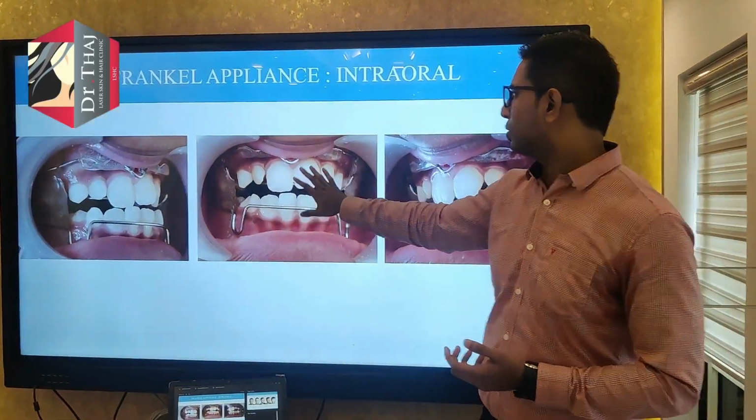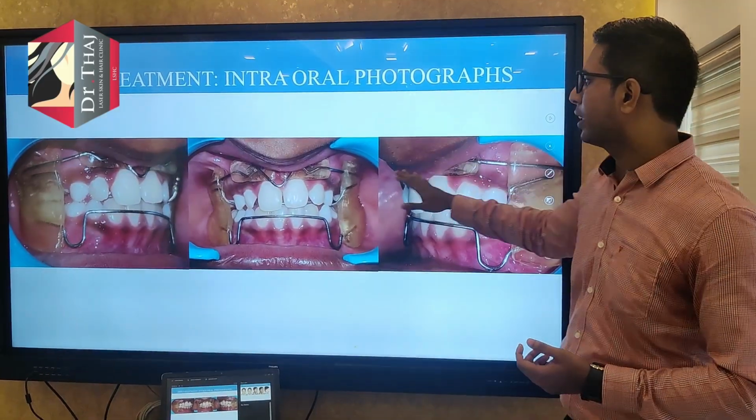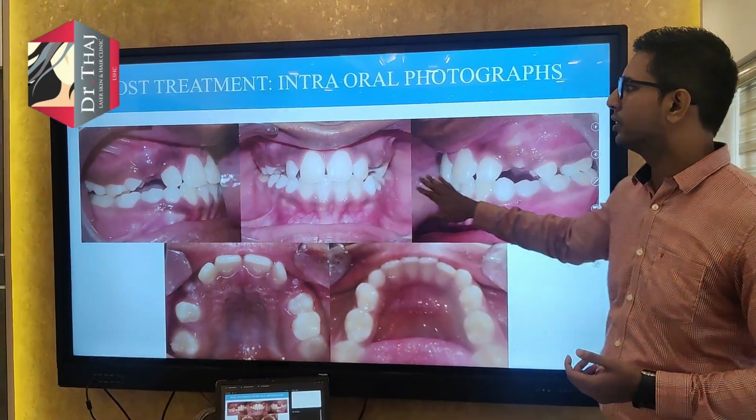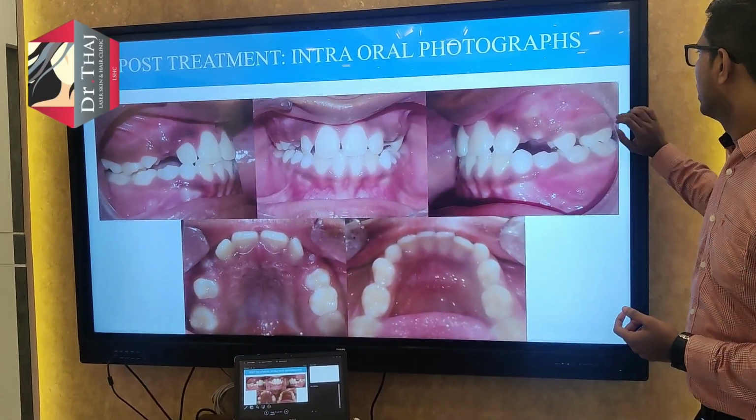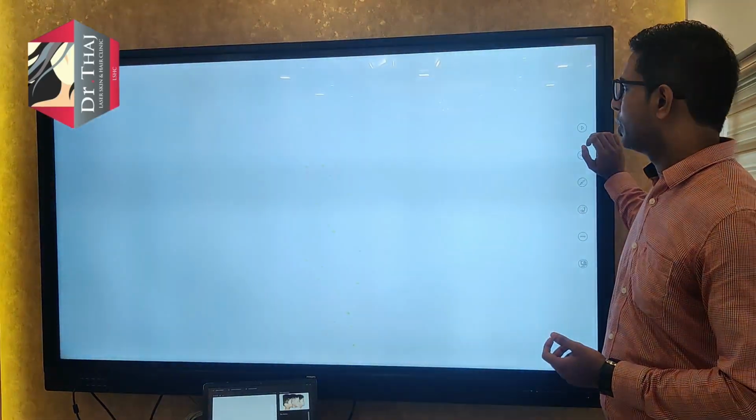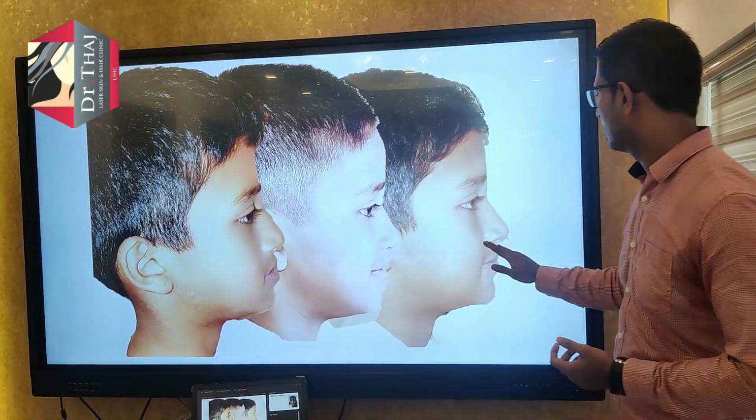You can see that this is how the appliance sits in the mouth, and you can see the results of the appliance, and this is how the teeth actually look. Just to compare this in the photograph, you can see this in the patient's face. You can see the result from this position to this position.